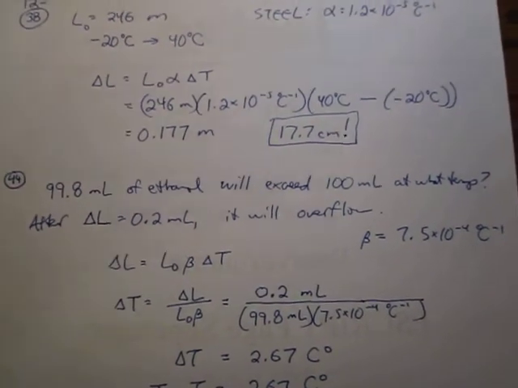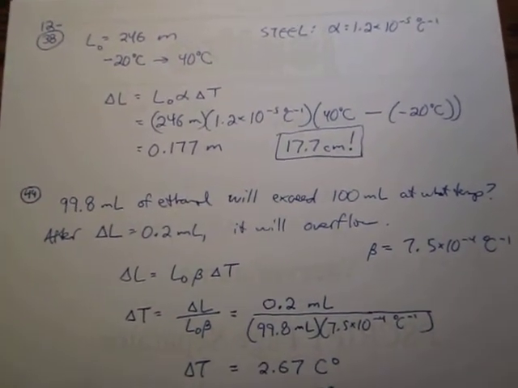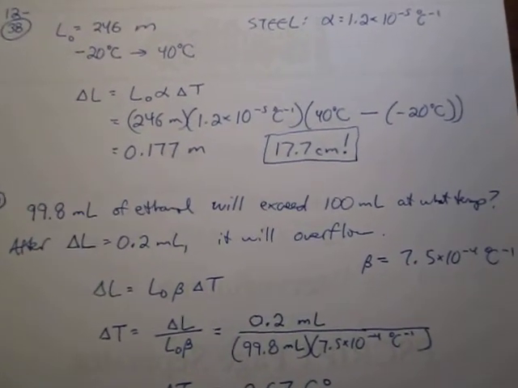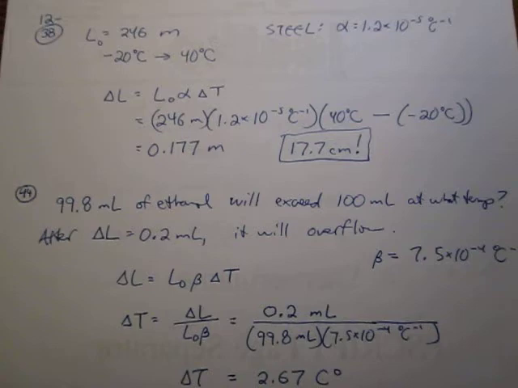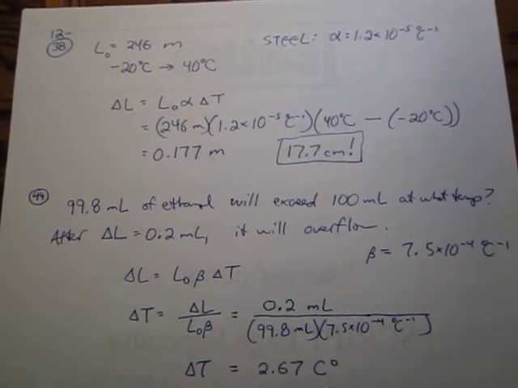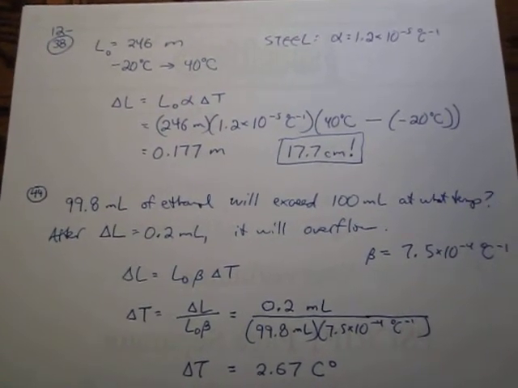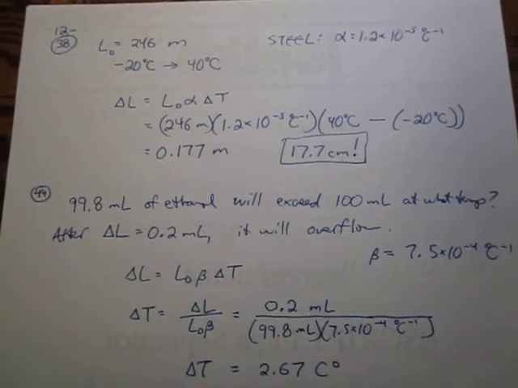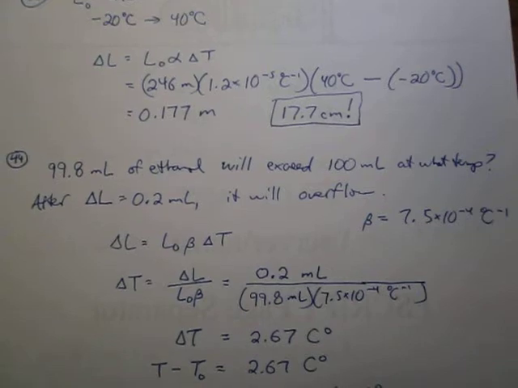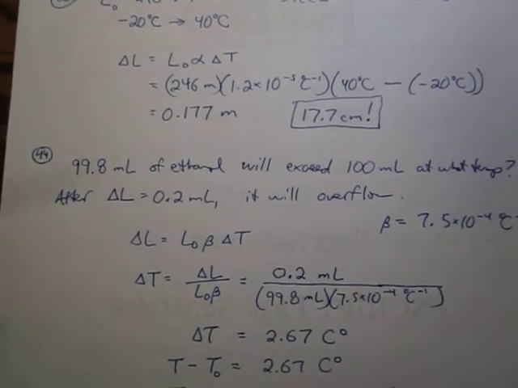Number 44. 99.8 milliliters of ethanol will exceed 100 milliliters at what temperature? That's what it means by overflowing the 100 milliliter beaker. Now this problem is made a little easier in that we don't have to take into account the expansion of the beaker. Practically speaking, we would, but the problem says to ignore that. So it's asking, at what temperature change would 99.8 milliliters of ethanol become or exceed 100 milliliters?